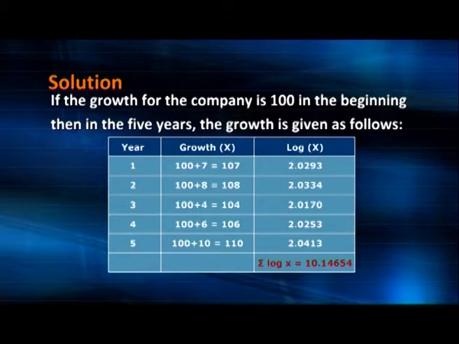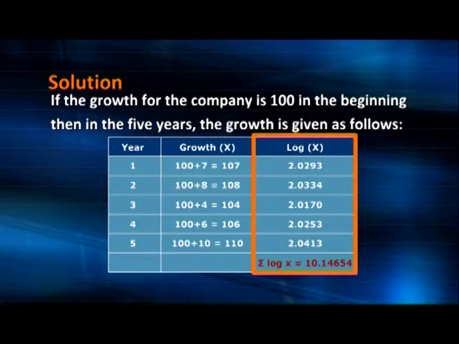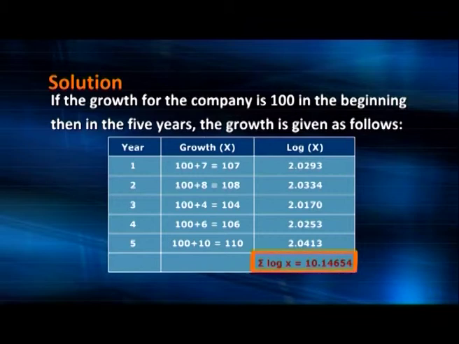We create a table where in the first column we take the year, and in the second column we have taken 100 as the beginning growth and added the percentage increase in the growth. The third column is the logarithm value of the variables, and the total of the log of the values is equal to 10.14654. We shall now calculate the geometric mean using the formula for geometric mean.